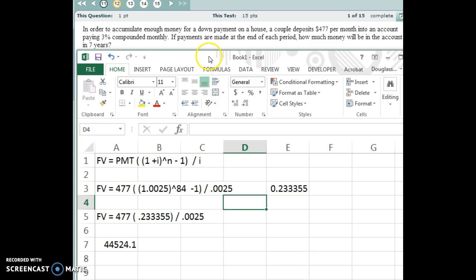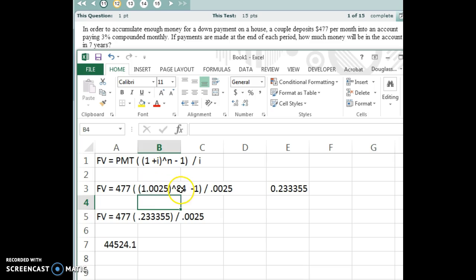And then the number of payment periods is n. And we have 7 years and we're compounding monthly. So 7 times 12, you get 84. So we actually have all the values here on the right side. We can just enter those in Excel here or a calculator and figure out then what the future value is.